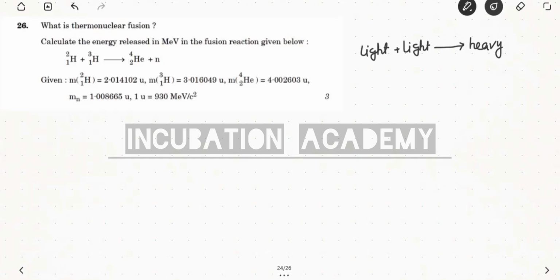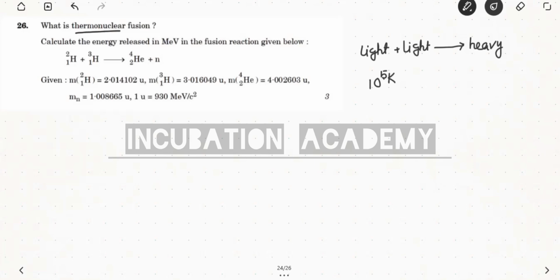At such a high temperature, the light nuclei are fused, and light nuclei thus form the heavy nuclei. Light nuclei form the heavy nuclei. So thermonuclear fusion only occurs in the sun or celestial bodies which have such a high temperature. So obviously here on earth it is not possible.